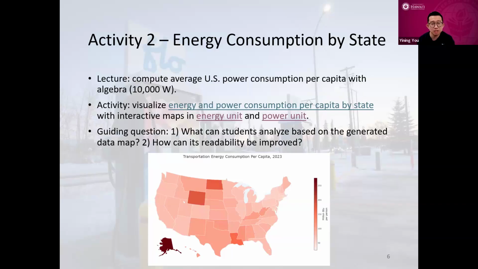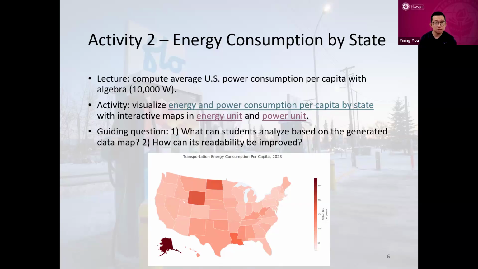So what we do is visualize energy and power consumption per capita by state, because that data really doesn't exist if you search online. Maybe there's one or two data graphs from many years ago, but we do want to visualize the new data. And the outcome is to make an interactive map, both in the energy unit, BTU, British thermal unit, and also the power unit in watts. And here is just a figure of one of the outcomes.